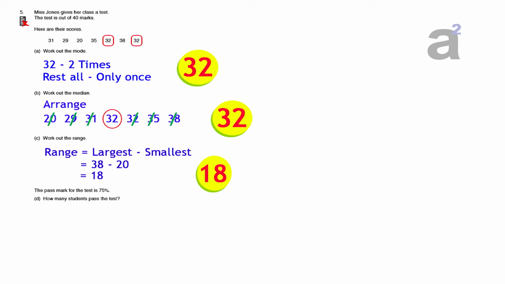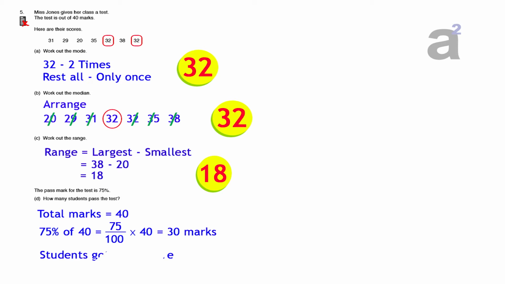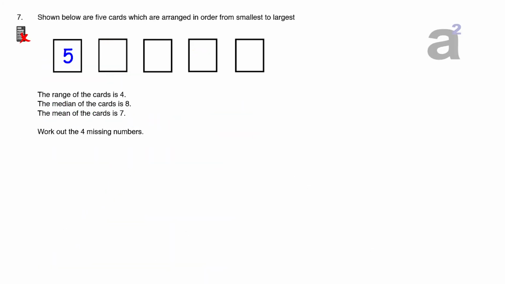Then there is an additional question. The pass mark for the test is 75%. How many students passed the test? So the total marks is 40. Pass mark is 75%. 75% of 40 is 75 over 100 times 40, which is 30 marks. So more than 30 marks, how many students got? 5 students.